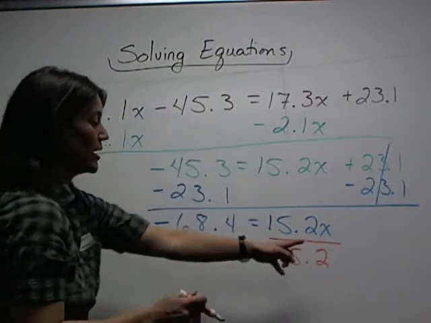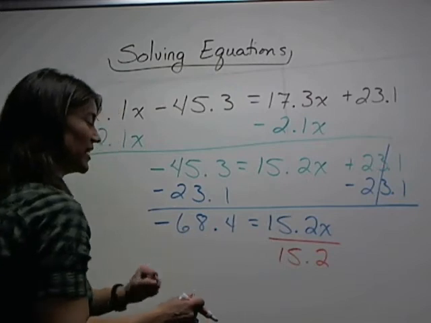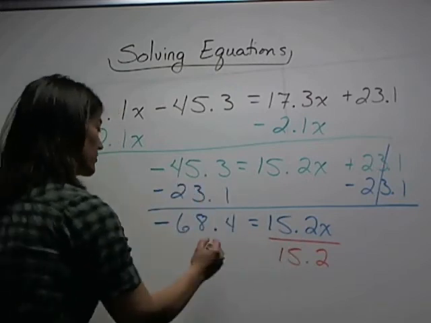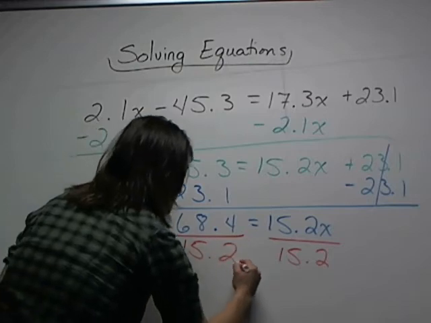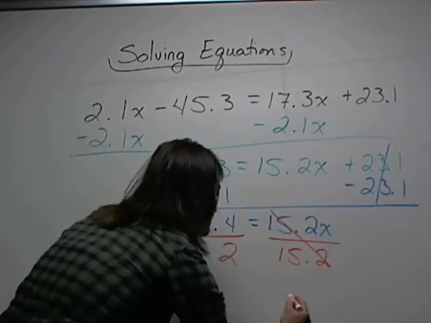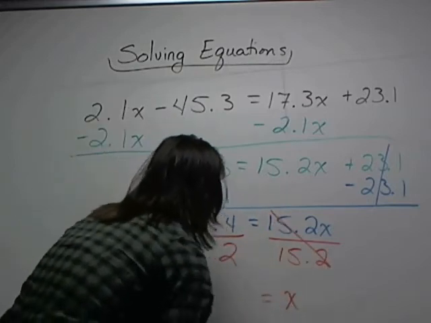You do not make the x go with it here because we are dividing. We're separating the number from the letter. And whatever you do on one side, you do on the other side as well. That cancels out, leaving us with x all by itself on that side.